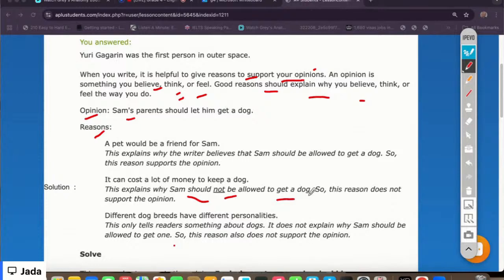So in general, you have to take note of the reasons to support your opinions, why you write, and the opinion is what you believe, you think, or what you feel. So once you're writing, you have to make sure that they go in line, if you're supporting the opinion or if you're opposing the opinion.